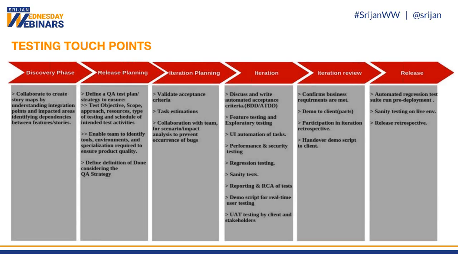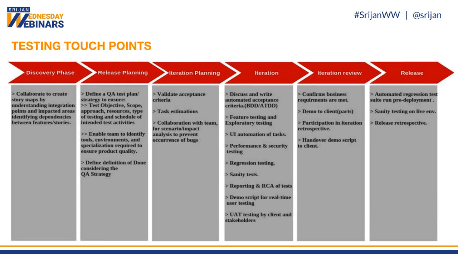So in this case, all the 10 sprints will be done, from iteration planning to iteration review. Then all the releases will be done. And after the end of the release, we will have an automated regression test suite, which we can run before every deployment. A sanity test can be done, and after that we do the release retrospective.